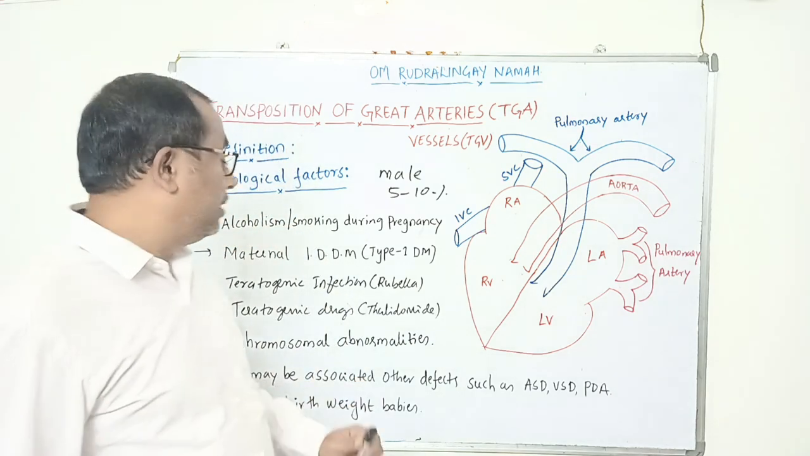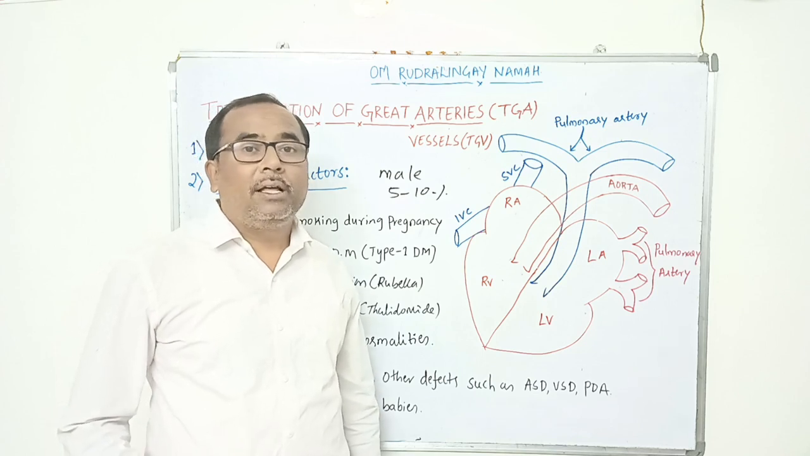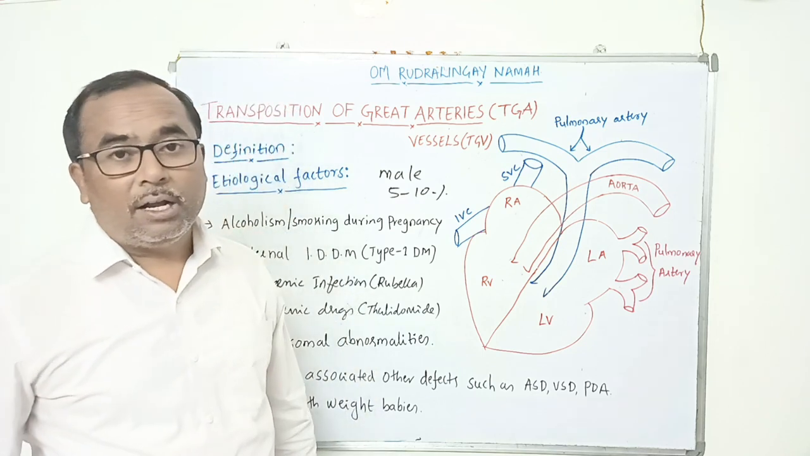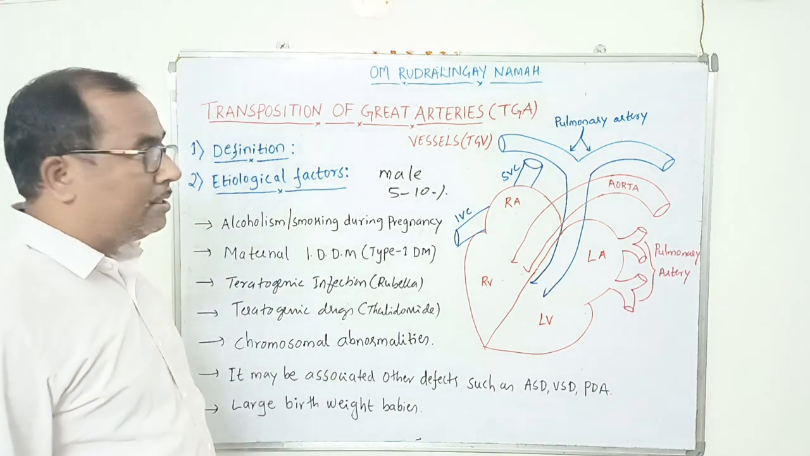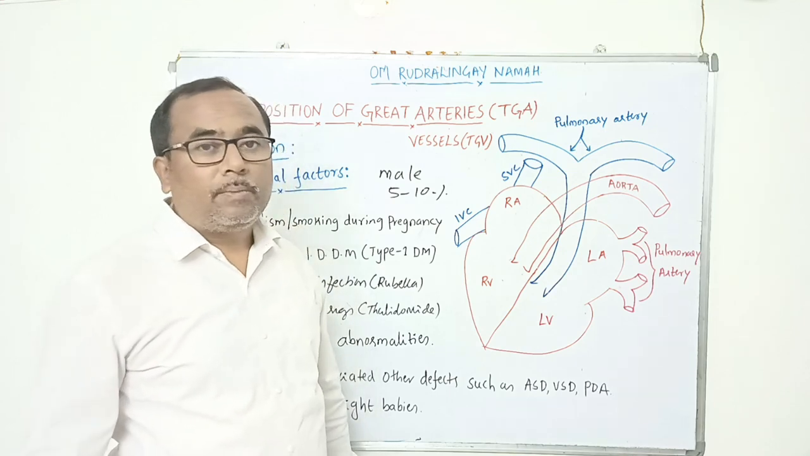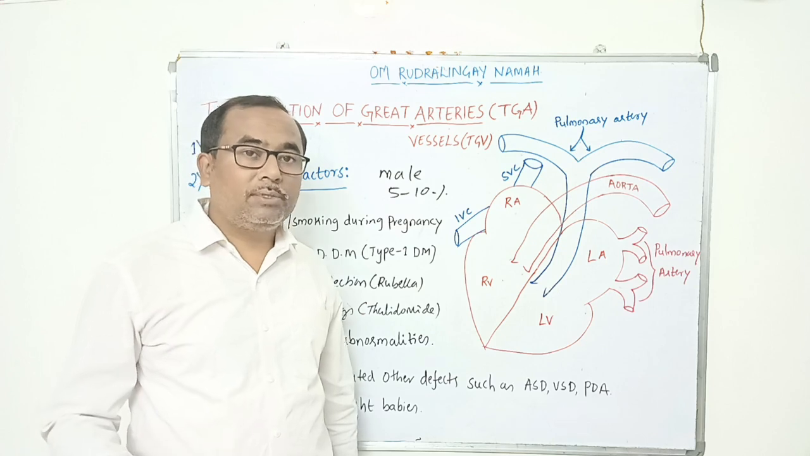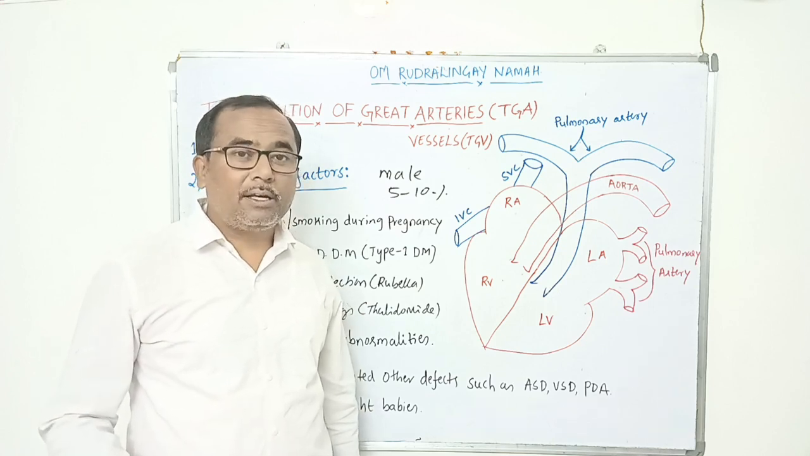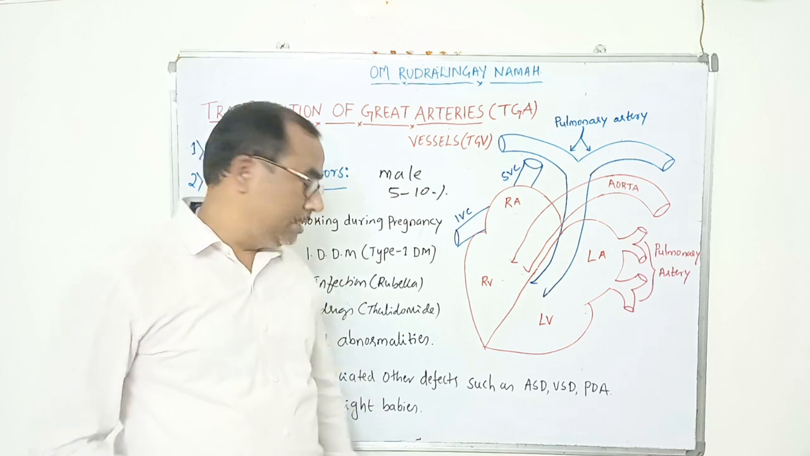Next one is teratogenic drugs. Certain drugs when taken during the pregnancy, like thalidomide, can result in congenital heart disease including TGA. Next one is chromosomal abnormalities. So this TGA is more commonly associated with a child with chromosomal abnormalities like Klinefelter syndrome, Turner syndrome, okay, Down syndrome. So these congenital heart diseases are more common along with the chromosomal abnormalities.